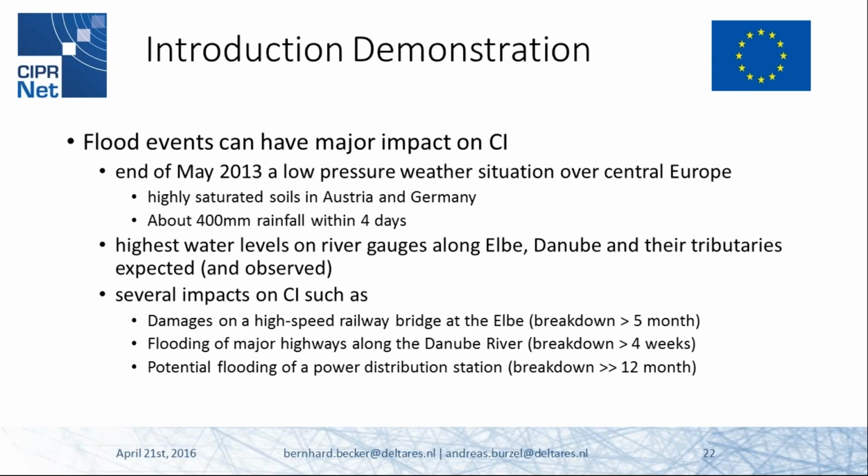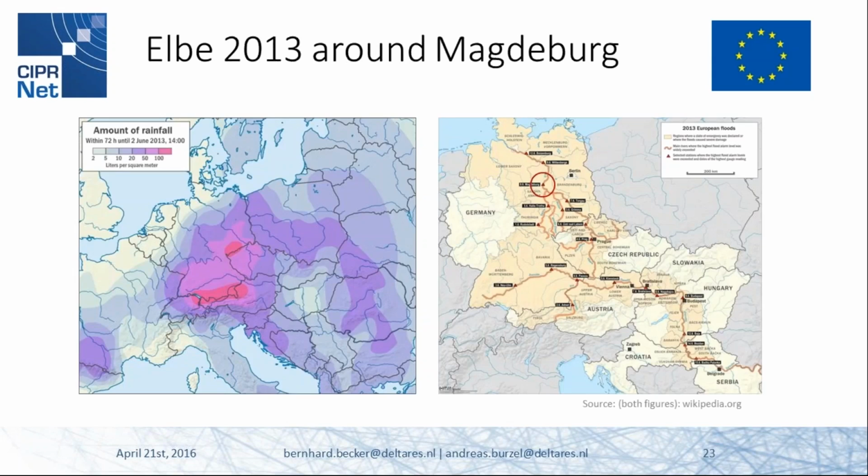And during this major flood event, there were several impacts on critical infrastructure. For example, there were damages on a high-speed railway in Germany at the Elbe River, which was out of service for more than 5 months. There was also flooding of major highways along the Danube River with a breakdown of more than 4 weeks. And there was the potential flooding of a power distribution station close to Magdeburg with an expected breakdown of significantly more than 12 months. Let's have a look into the situation at the Elbe River basin.